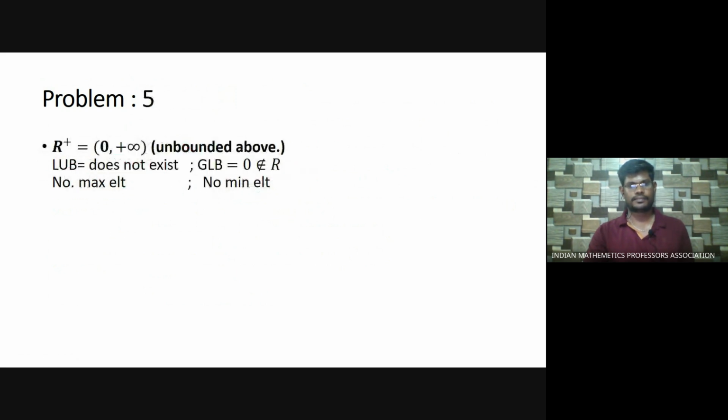And the fifth one is the positive reals, 0 comma plus infinity. This is unbounded above. In this case there is no maximum element and no minimum element. That's why this is unbounded above. So the least upper bound does not exist, and the greatest lower bound 0 also does not exist. So no maximum element, no minimum element; this is unbounded above.